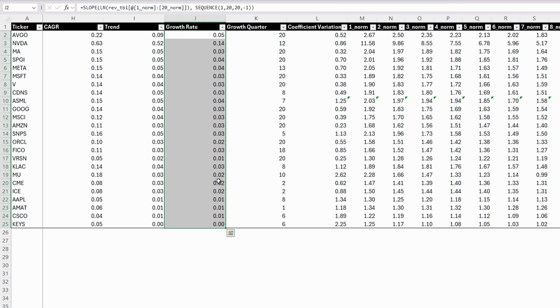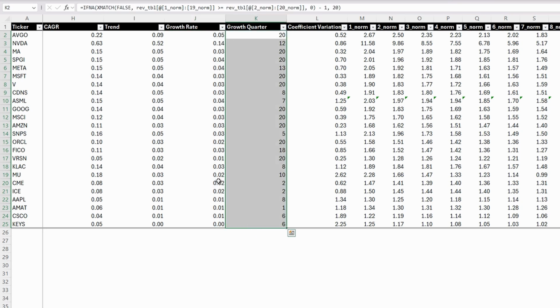So signal 3 is growth rate, and this measures how quickly revenue changes over time. And I do this to see which companies have had a significant boost in the most recent quarters. Signal 4 is growth quarters, and this is the number of quarters in a row a company's revenue has increased. And I do this to see how consistent a company has been.